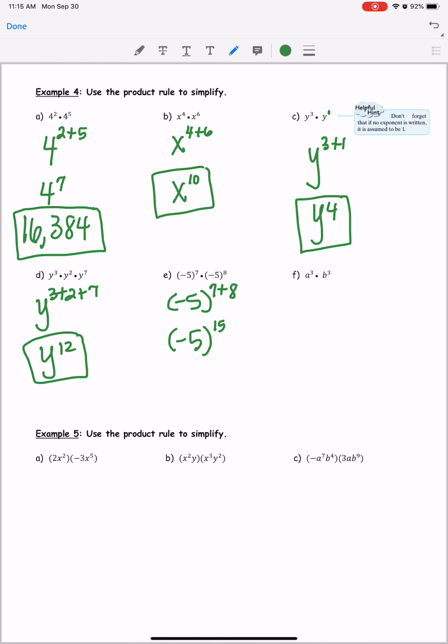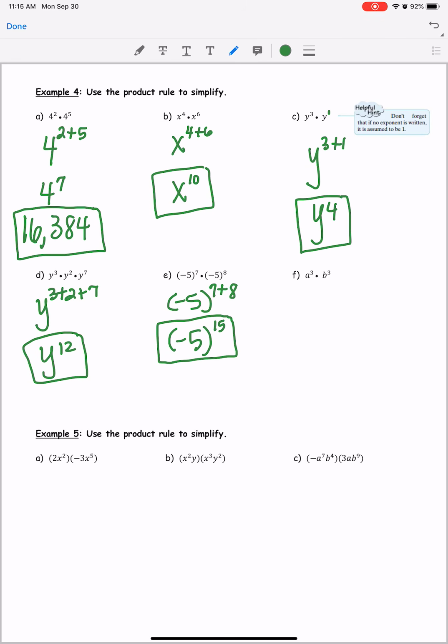This is another one. We got a number and a number. This becomes way too big of an answer. In your calculator, you're going to get negative 3.05 and then times 10 to the 10th power. So they're using scientific notation because that's too big for your calculator. So when that happens, we'll just leave it like this.